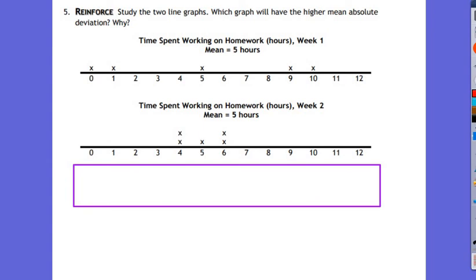5 says to look at the 2 graphs. I have one graph from week 1 of time spent working on homework, and then week 2 of time spent working on homework. They both say the mean is 5, so they already calculated the mean. Do they both have the same exact points? No. Eddie, can you focus? It's kind of hard when you can't look at the points. Do they have the same points? No. But they have the same mean.